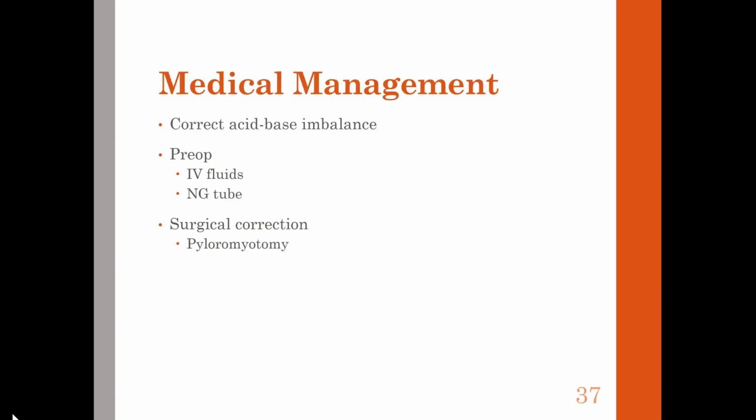And you're obviously going to correct that acid-base imbalance, and we're going to go to surgery to correct this. So they're going to need IV fluids and potentially an NG tube. And so the surgical correction is called a pyloromyotomy, which is basically where they just go in and they cut the pylorus muscle.